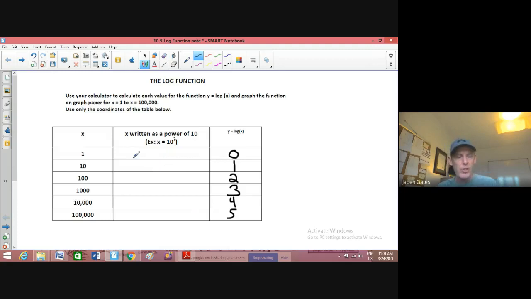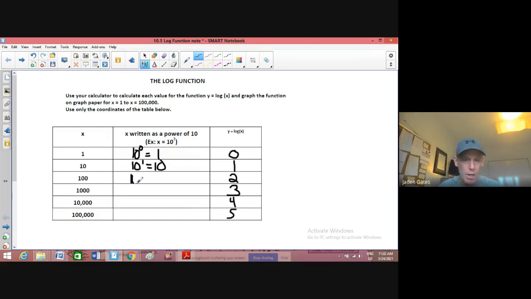And what that is really doing is taking every number and putting it as a power of 10. And then we look at what the exponent would be. So 10 to the power of 0 equals 1. So that's why we have a 0. 10 to the power of 1 equals 10. So the exponent of 1 is what we're looking at.